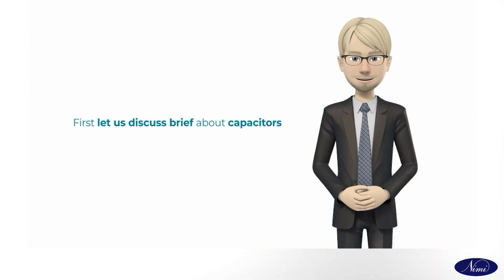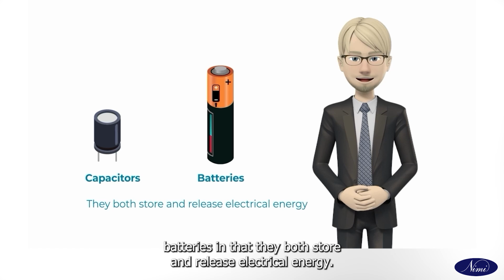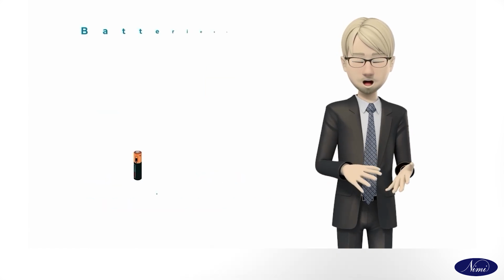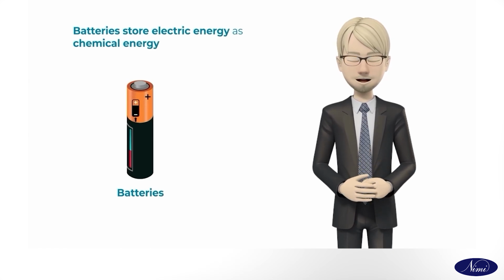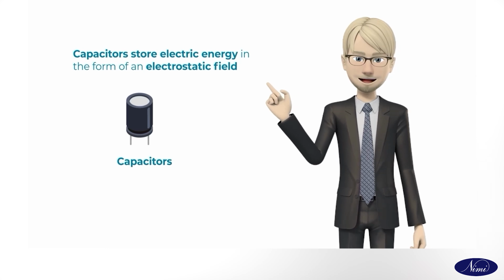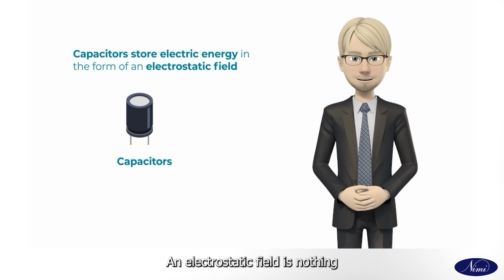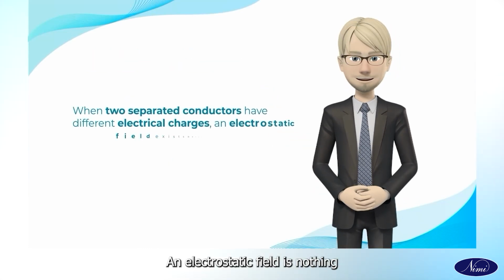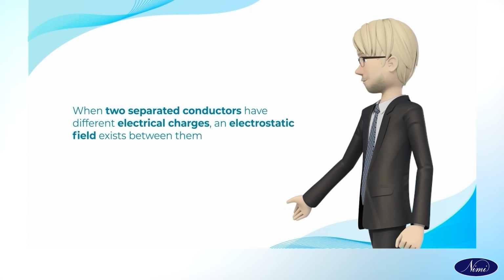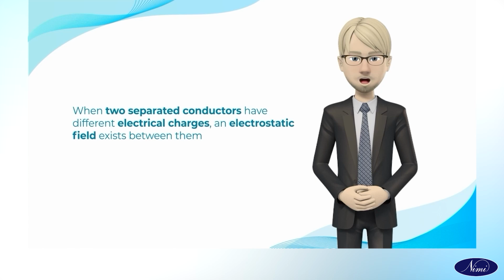First, let us discuss briefly about capacitors. Capacitors are like batteries in that they both store and release electrical energy. Batteries store electrical energy as chemical energy, whereas capacitors store electrical energy in the form of an electrostatic field. An electrostatic field is nothing but when two separated conductors have different electrical charges, an electrostatic field exists between them.